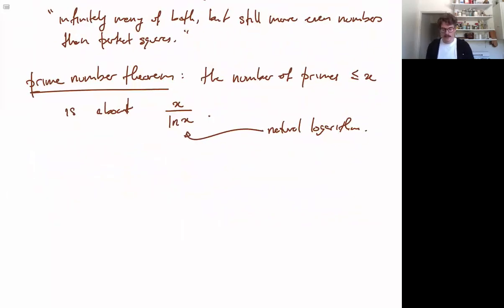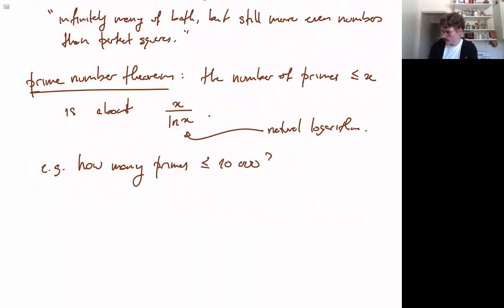And what kind of thing is this telling us? Let's give a concrete example of this. How many primes up to 10,000? Well, the answer, of course, is about 10,000 divided by natural log of 10,000. And if you compute this out, it is about 1,086.